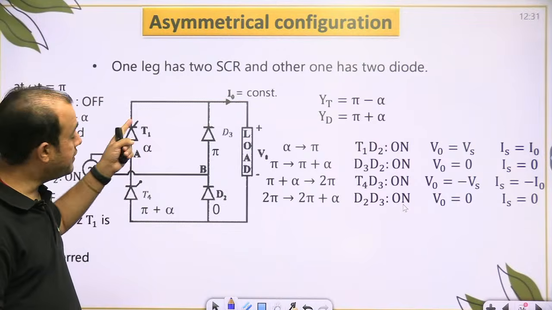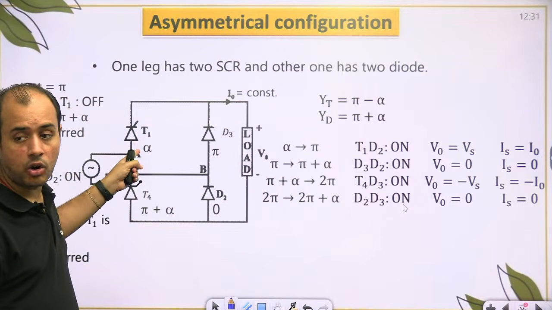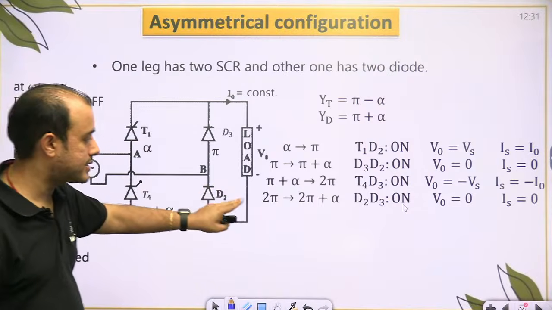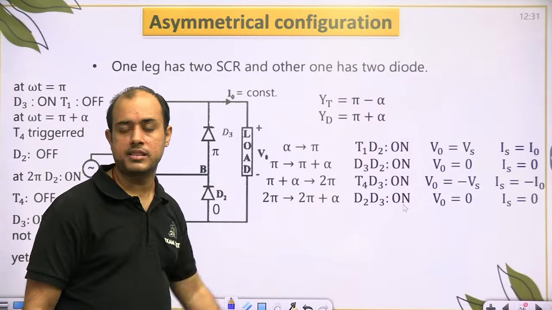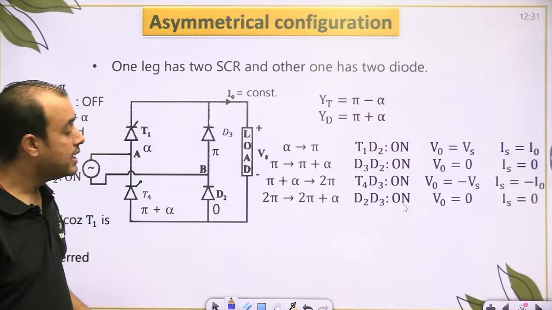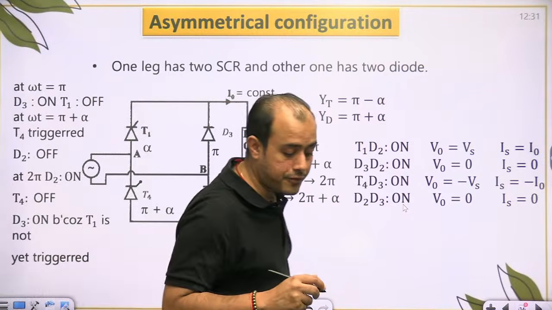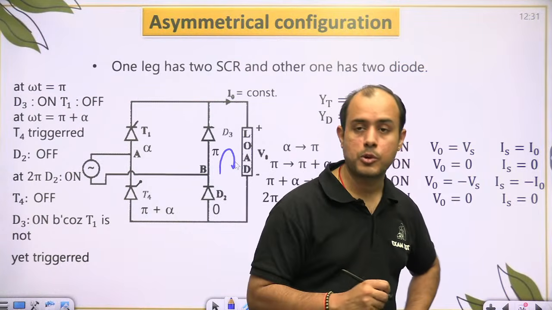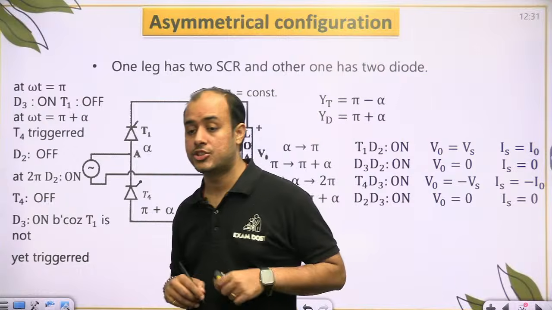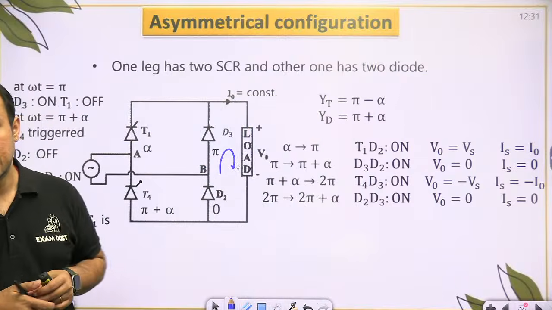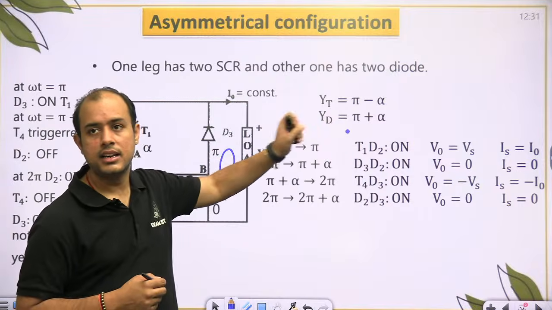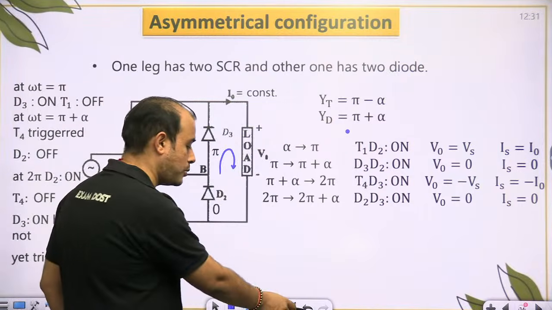But T1 is not on. T1 will be on at 2 pi plus alpha. So again D3 D2 conducts from 2 pi to 2 pi plus alpha, providing freewheeling, which means the freewheeling action in both the times is provided by only one branch, because of which conduction angle of diode is higher, pi plus alpha, conduction angle of thyristor is smaller.